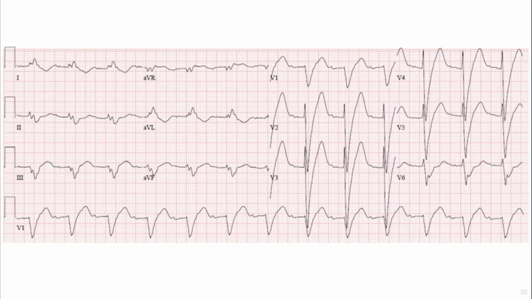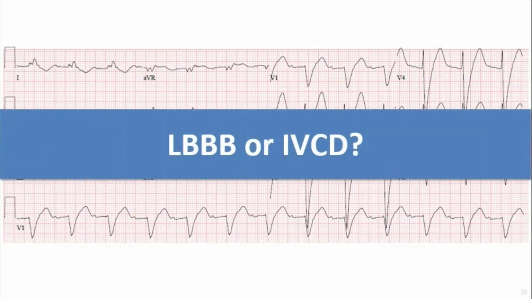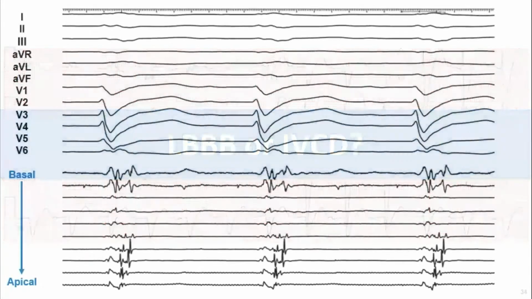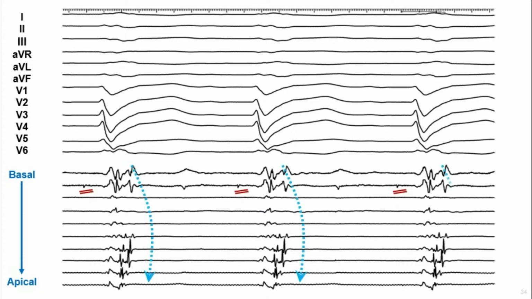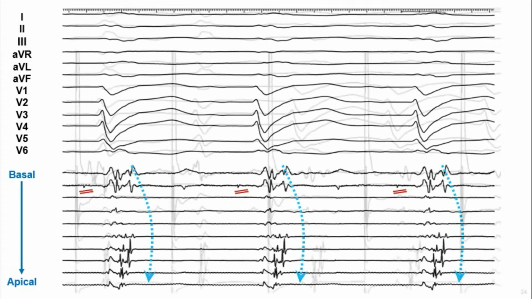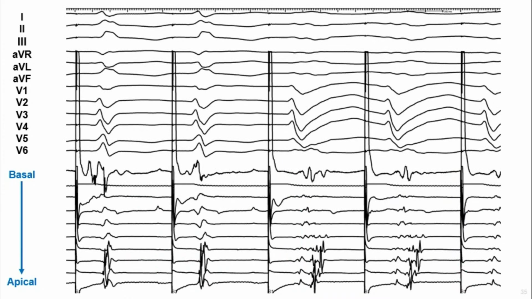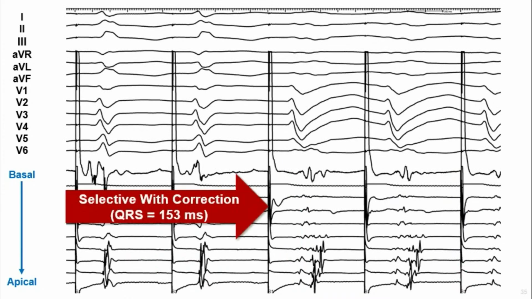What about this patient, who also demonstrates a wide left bundleoid configuration with significant notching noted in 1, AVL, as well as V6? Is this left bundle branch block or IVCD? Well, this individual underwent His bundle pacing for QRS correction because complete conduction block was present, and during His bundle pacing, we see correction of the QRS.